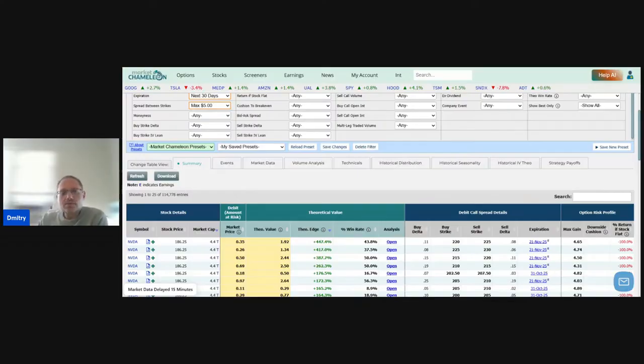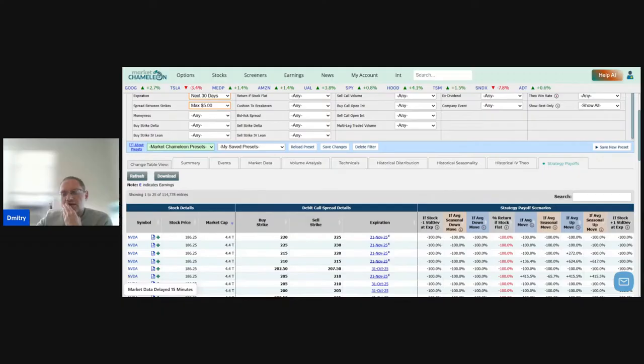I'm going to go over here, where you see all these tabs for different strategy payoffs. What the strategy payoff does is it looks at the call spread, like in this situation the 220, 225 call spread, November 21st. It says, if we shock the stock, if the stock went up and reached this point at expiration, what would the payoff be? If it went down, what would the payoff be?